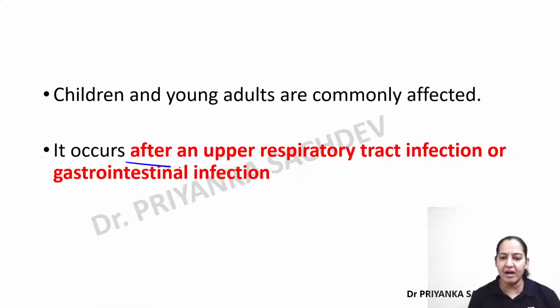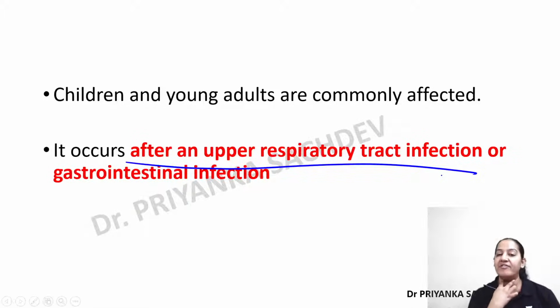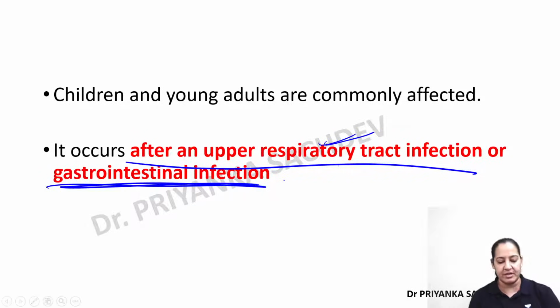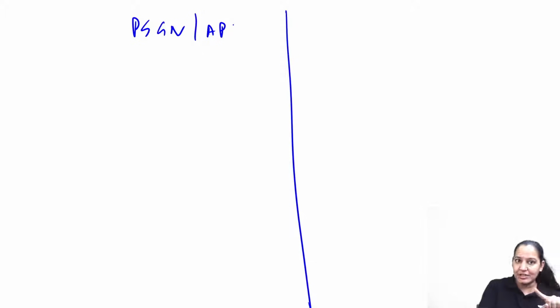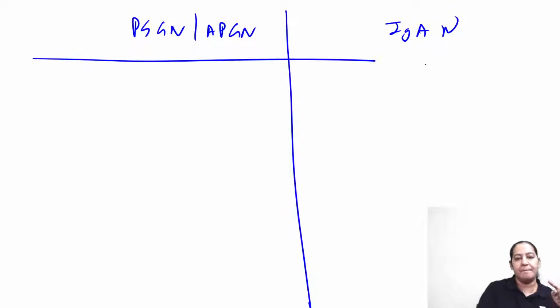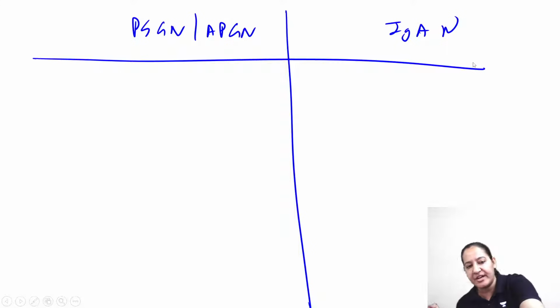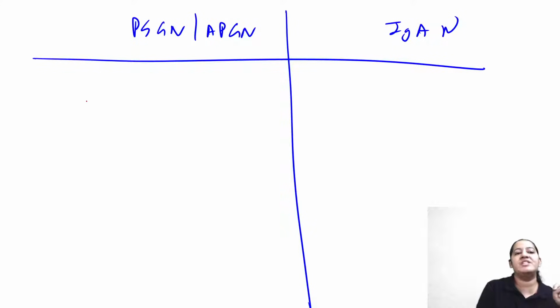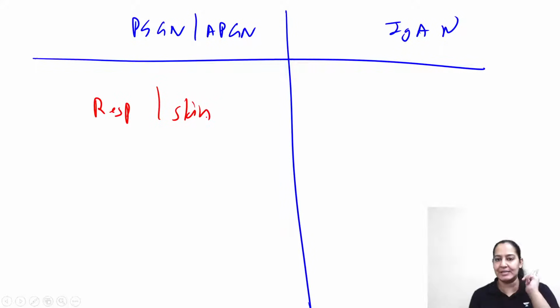It always occurs after tonsillitis, that is, upper respiratory tract infection, tonsillitis, pharyngitis, or after gastrointestinal infection. Now compare the first one, PSGN or APGN, with the last one, IgA nephropathy. Both of them occur after infection. PSGN or APGN is after respiratory or skin infection. I told you the person is either having tonsillitis or a skin infection.